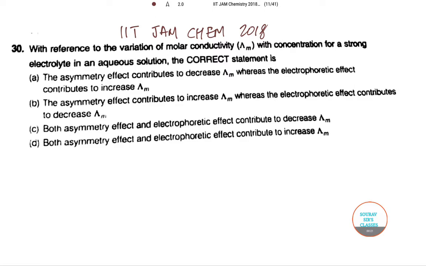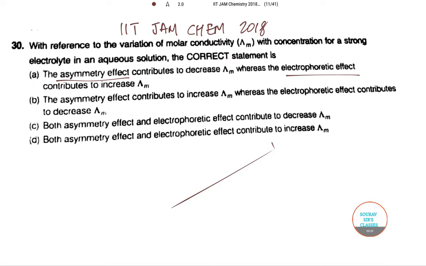And studying the four options, we see that the asymmetry effect and electrophoretic effect are the two key points we need to consider, and their relation with the molar conductivity will give us the answer. So what is the asymmetry effect?